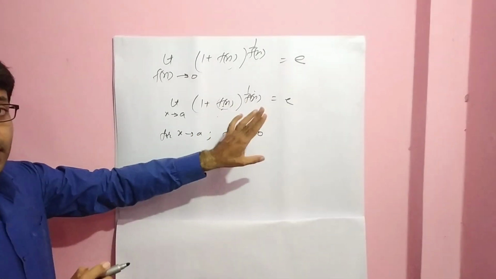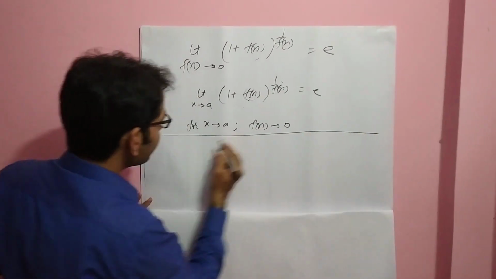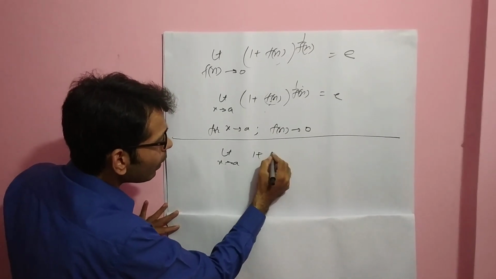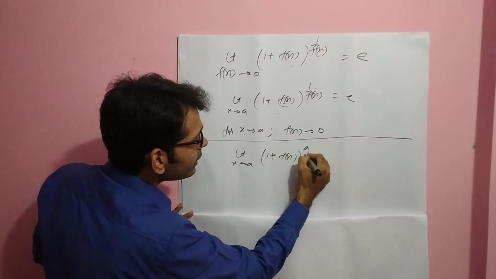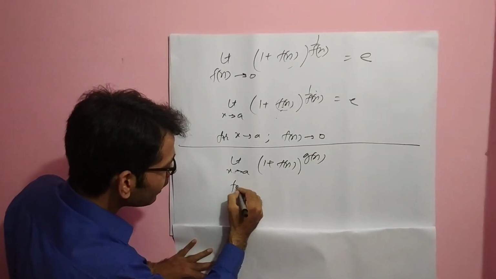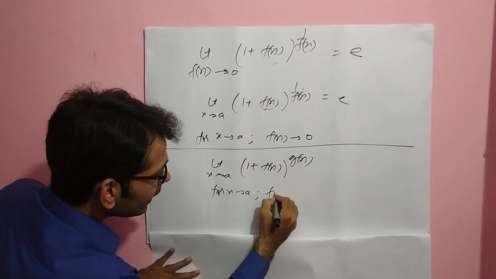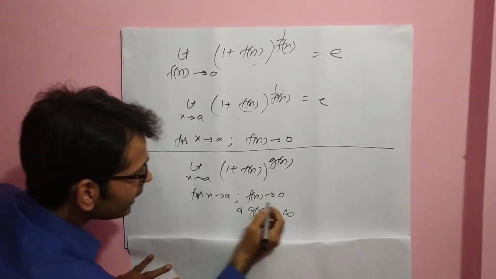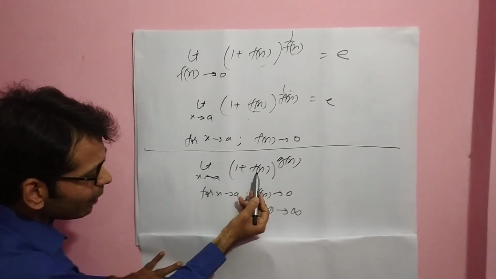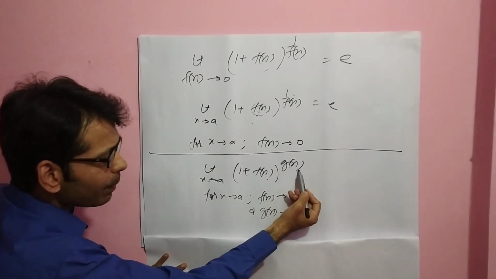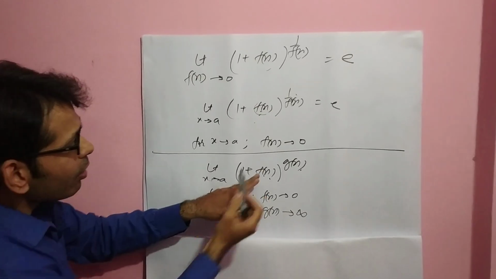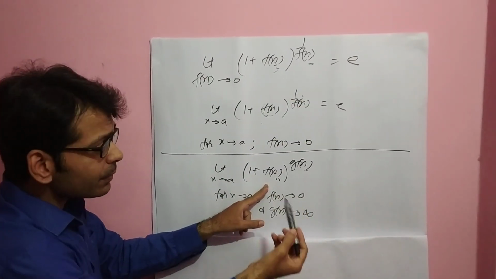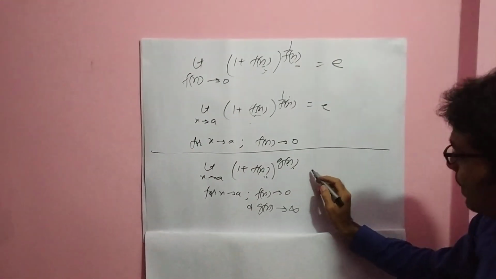But what if these two factors are not the same? Say we have this limit x tending to a, (1 plus f(x)) to the power g(x), and we have been given that for x tending to a, f(x) is tending to 0 and g(x) is tending to infinity. So again we have 1 plus 0, that is 1 to the power infinity. Now for this to hold, these two factors should be the same, but here these two factors are not the same. So let us make them the same. How can we make them the same?